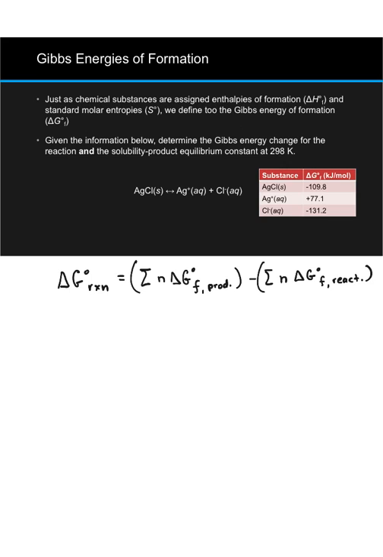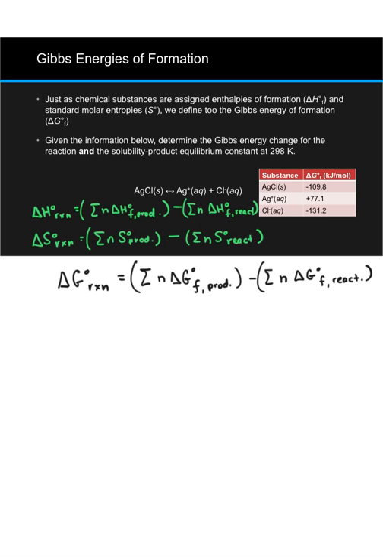Very similar to the two equations that we derived earlier for both the enthalpy of reaction and the entropy of reaction. If we know tabulated values of the Gibbs energy of formation of products and reactants, we can calculate the overall Gibbs energy change for a reaction. The Gibbs energy change for this reaction, where silver chloride reaches an equilibrium with its dissociated ions, silver and chloride, can be calculated as follows.